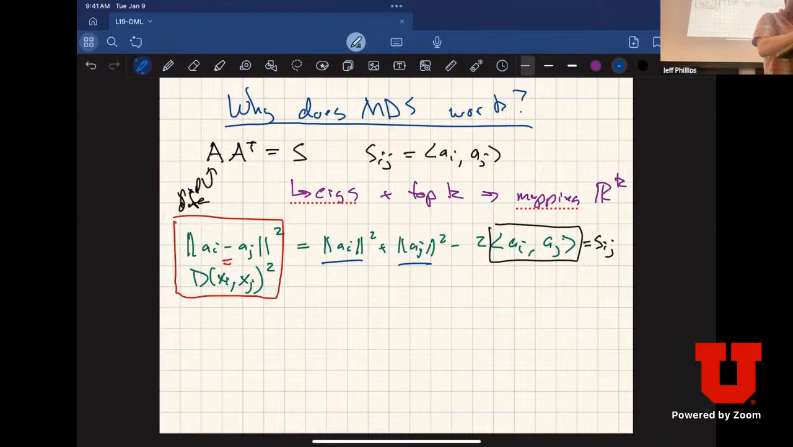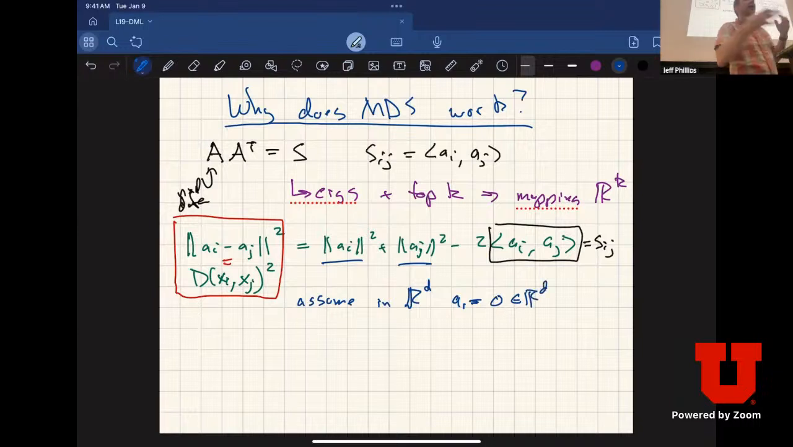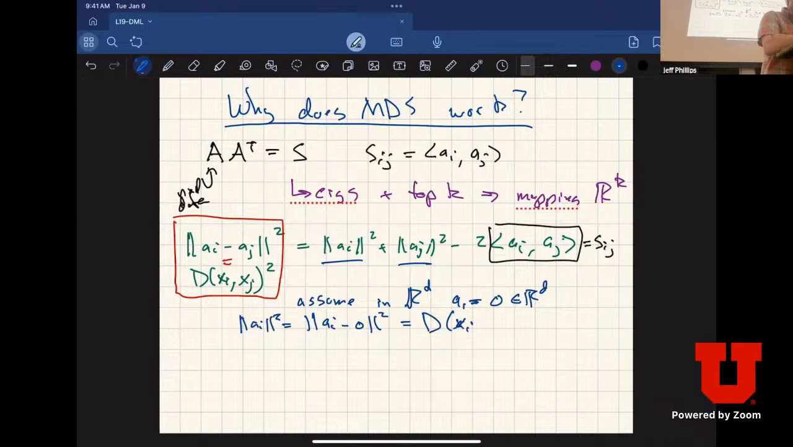But let's assume that in my R^K space, or maybe in the original R^D space, I'm going to set A_1 equal to the first term. I'm going to set one of them to be the origin. So I'll pick one of the terms, and that's going to be the origin. Then what does the norm of A_i mean? Well, it means that the norm of A_i squared is going to be equal to the norm of A_i minus 0 squared, which is just the distance from x_i to x_1 squared.